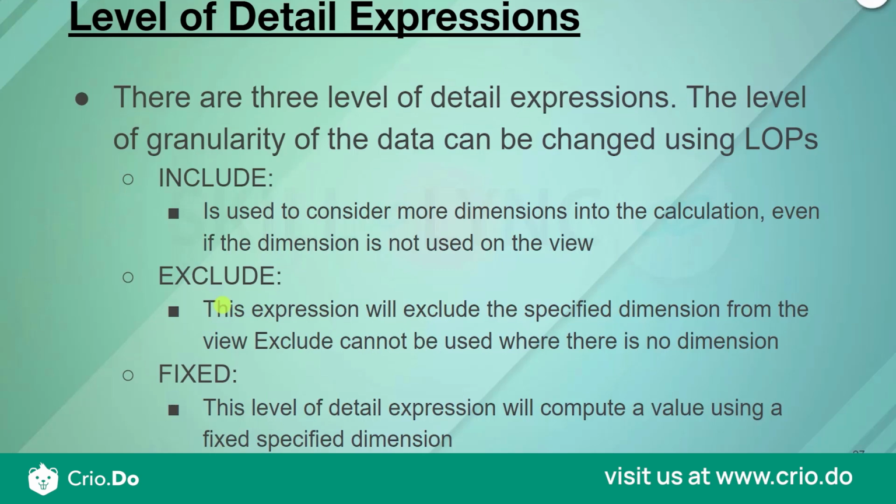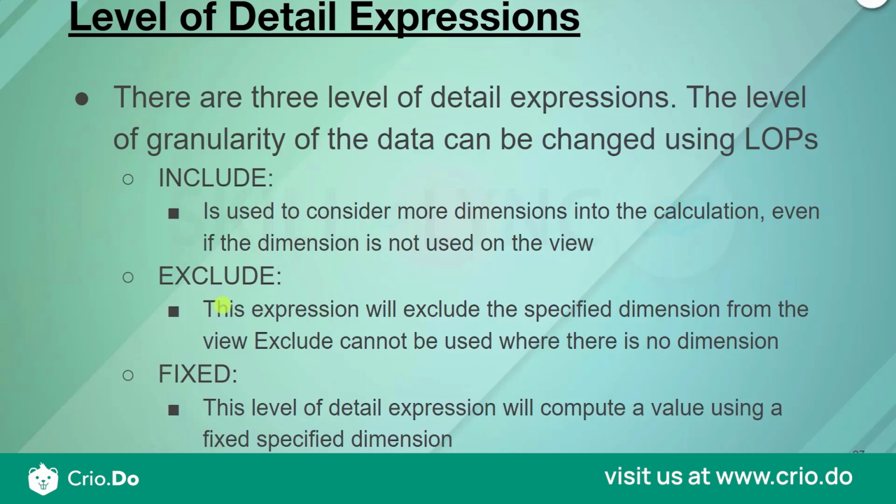You're using a couple of dimensions on your view and you're getting some value, like sum of sales. Let's say in the example of sum of sales, you're getting some value and you want to exclude one dimension from your calculation, but you do not want to exclude that on the view. In this case, you can use exclude and put the dimension inside your calculation and say exclude.